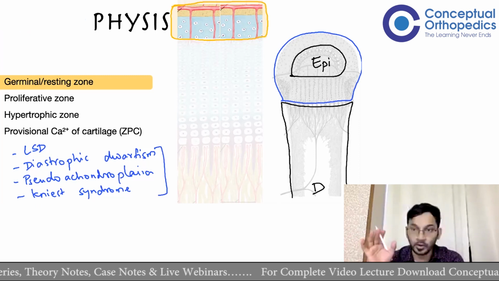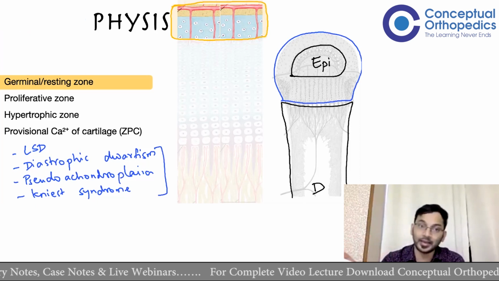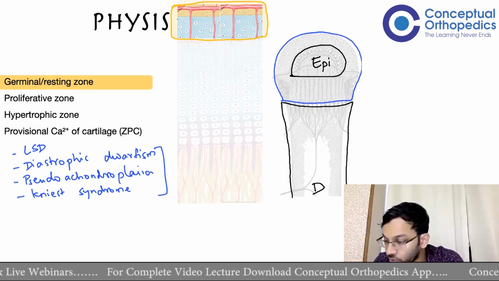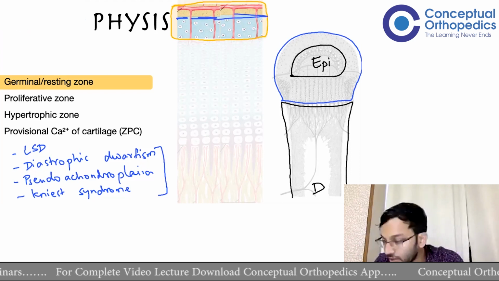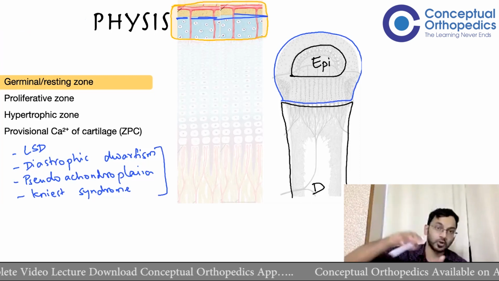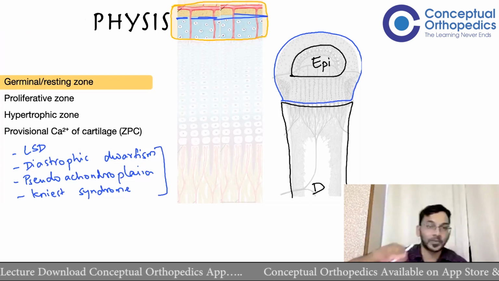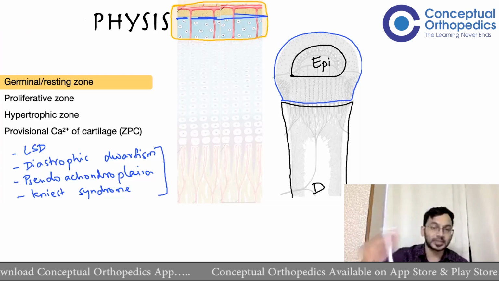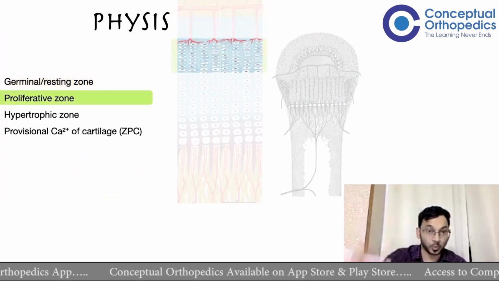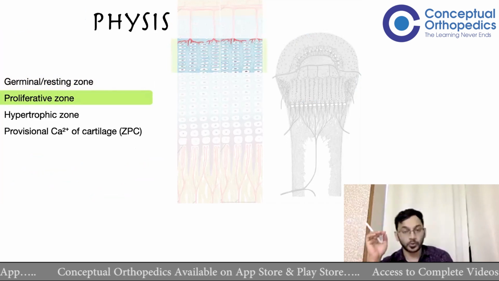Now, one more additional thing that the germinal zone will be having, in this region on the top, is that it functions as an anchor of the epiphysis to the physis. Then if we go lower down, progressing towards the diaphysis, we will enter the proliferative zone.